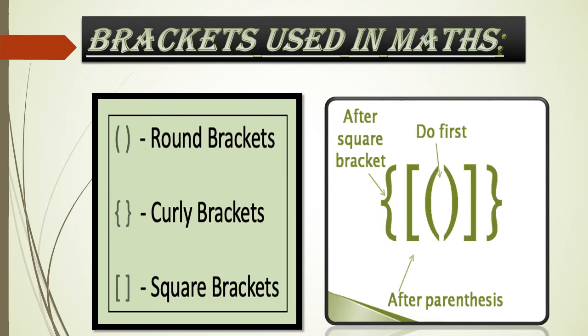The brackets used in maths: parenthesis or round bracket is this. Then we have curly brackets, and lastly square box brackets. The most common brackets used in maths are round brackets, which are called parentheses. Now we will use these brackets in the next examples.